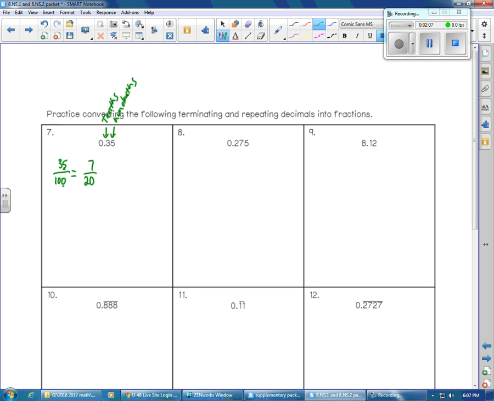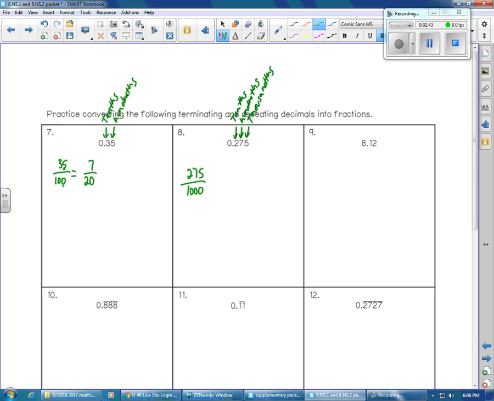Okay, let's take a look at our next one. 0.275, again, saying it incorrectly. This is our tenths. This is our hundredths. And this is our thousandths. So if I'm saying this correctly, it would be 275 thousandths. So I put it over 1,000.